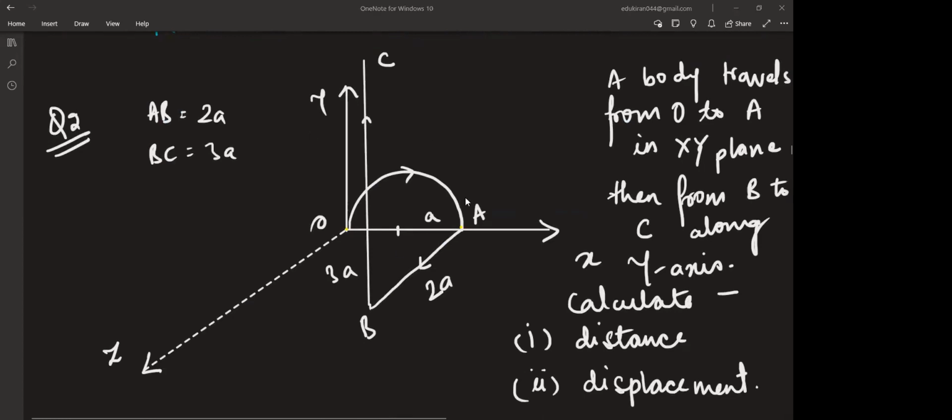Please note down this question as well. All the dimensions are given. Then I'll discuss this.